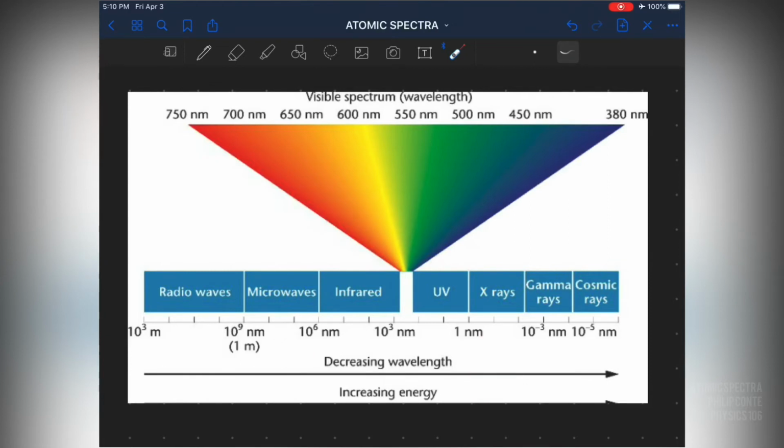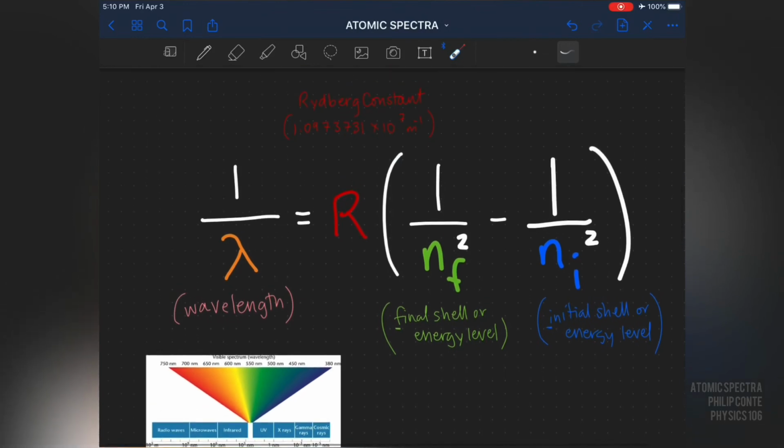We also have the Rydberg constant, which is represented by the letter R. This is equal to 1.0973731 times 10 to the 7th meters to the negative 1.